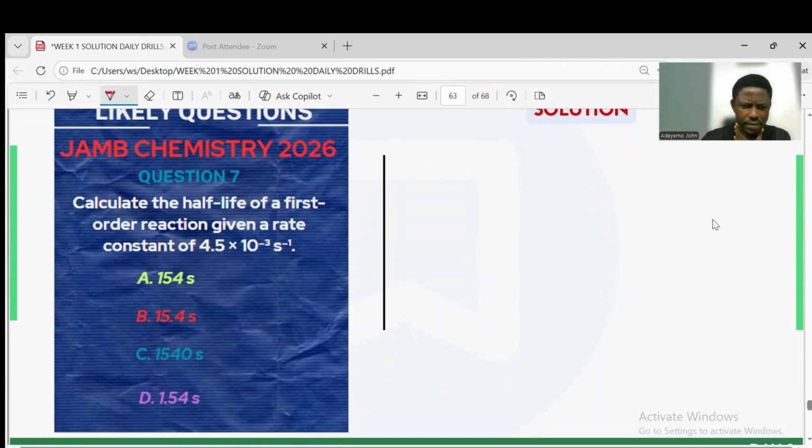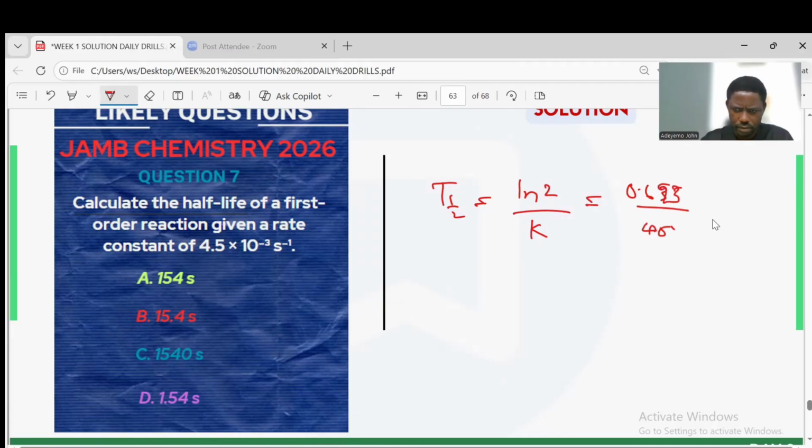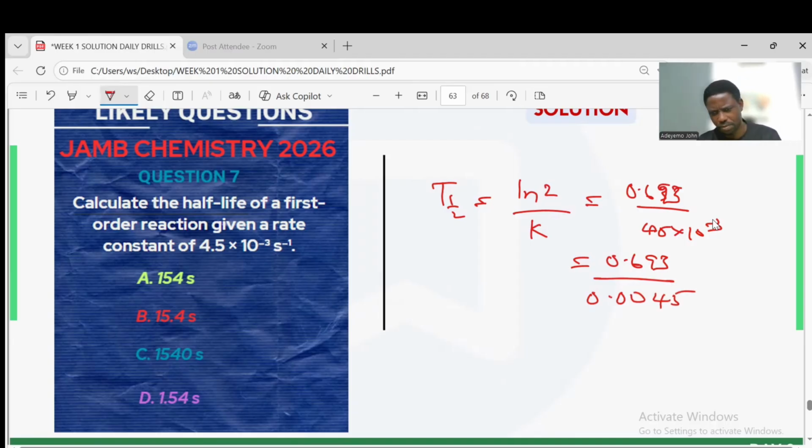So calculate the half-life of a first order reaction given a rate constant of that. The half-life is usually ln 2 over the rate constant, for that first order reaction. So ln 2 is 0.693, over 4.5 times 10 to the power minus 3. So it's like 0.693 over 0.0045. It's still the same thing, 4 times 5. So just press this. You're going to get 154 seconds. All right, so that's the answer.